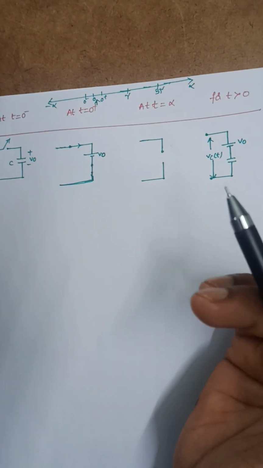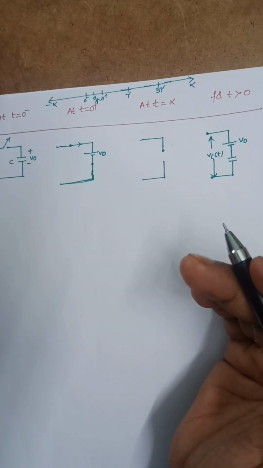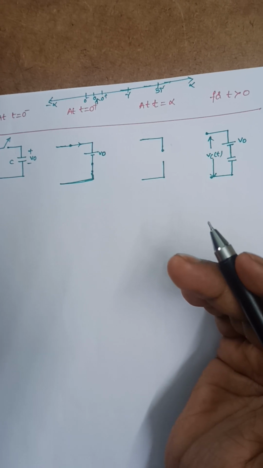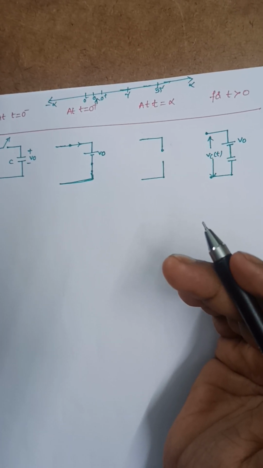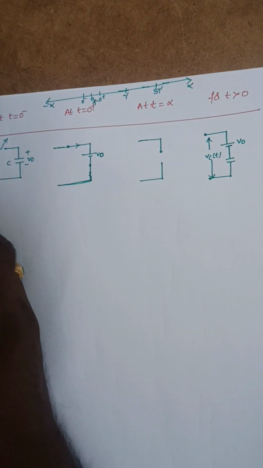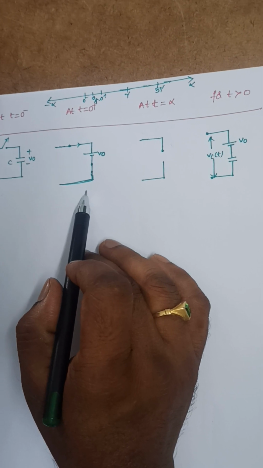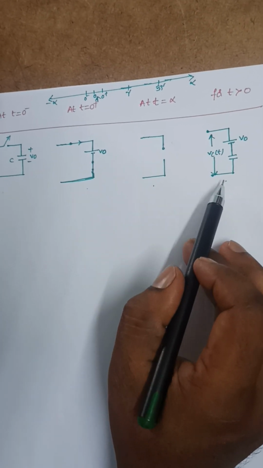So representation of these inductances, capacitances at different instants is very, very important for analysis of the transients. So these are the very basics, that means initial conditions and final conditions. So these two come under initial conditions, this comes under final condition. It is in between initial and final condition, right?